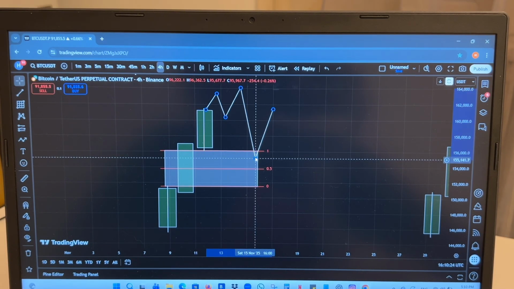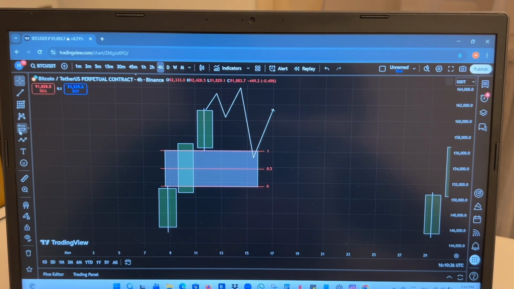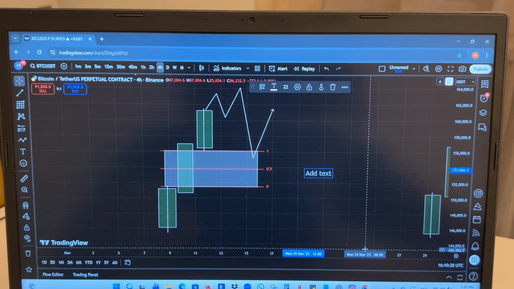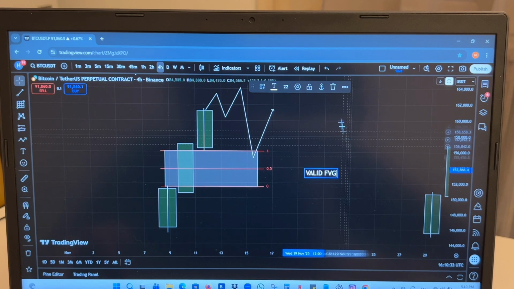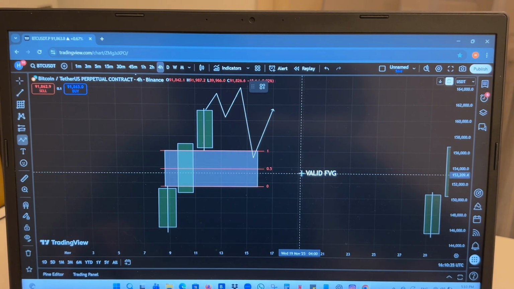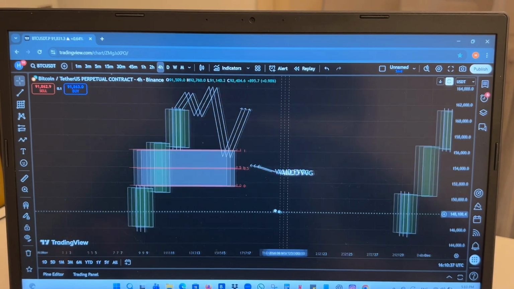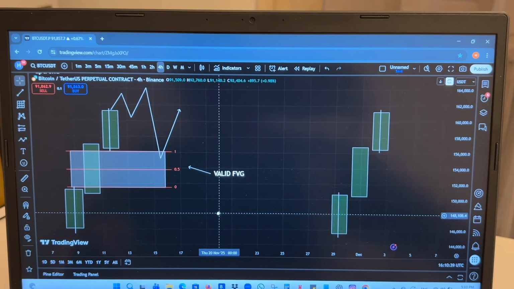So right now, there you go, this is still a valid FVG, still a valid FVG. Okay, still a valid FVG.